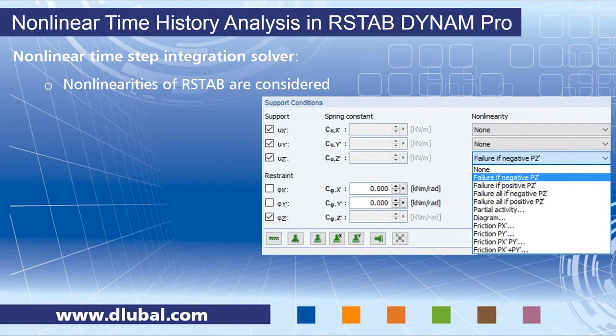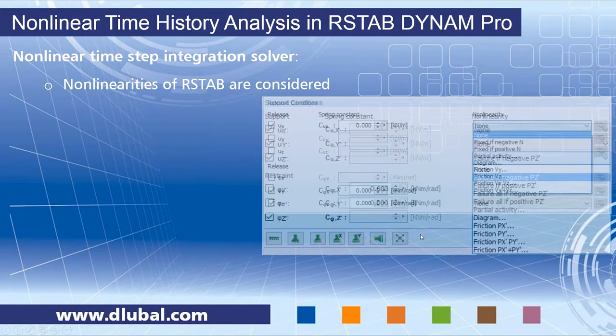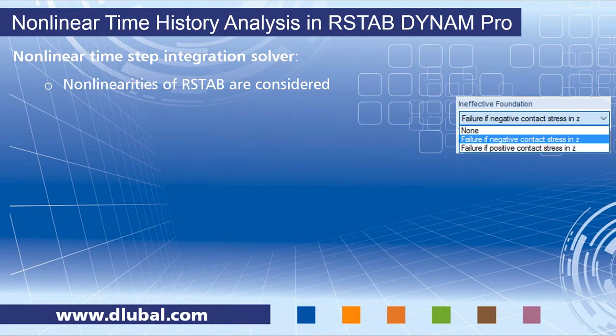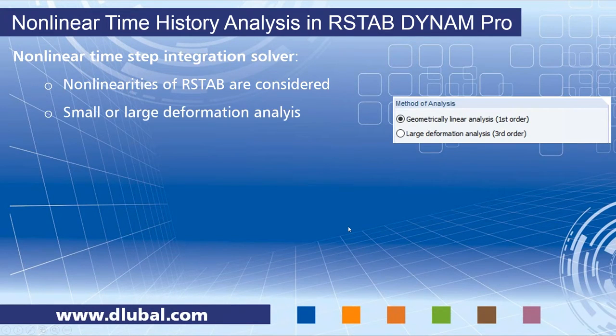You can also define nonlinearities for supports. So you can define several conditions. You can define frictions, or a quite flexible one is the diagram of partial activity. And similarly, these things are available for hinges, for release conditions. In RSTAB, we also have the foundation of members that can be inactive, and it fails if negative or positive contact stresses are available. RSTAB considers small or large deformations, so you can apply both theories.